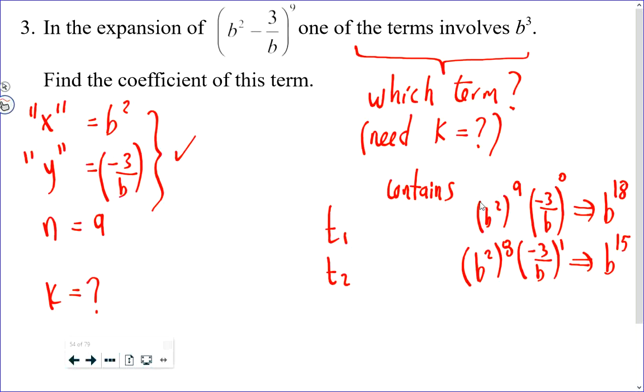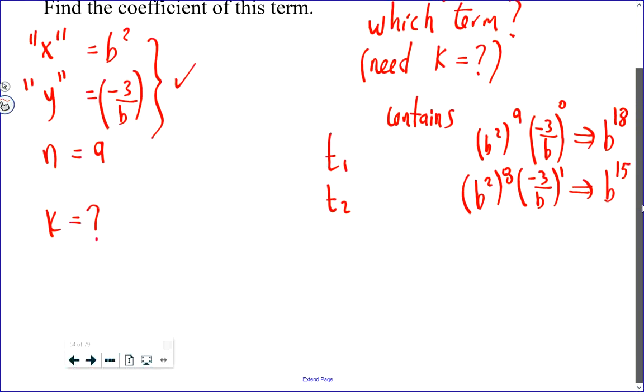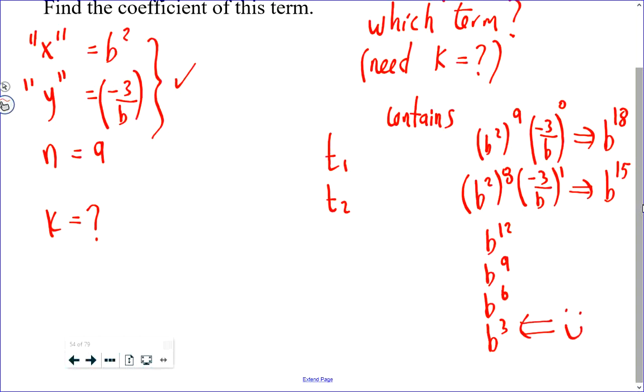If you're not sure and you want to see if you can figure it out, you can pause the video and see if you can puzzle it out. But I simply want to tell you that if you've established that the exponent on the variable drops by 3 each time, then that pattern will continue. The next term will contain b to the 12, the next will contain b to the 9, the next will contain b to the 6, the next will contain b cubed. And that is what we are after. We are after the term in this question that contains b cubed.